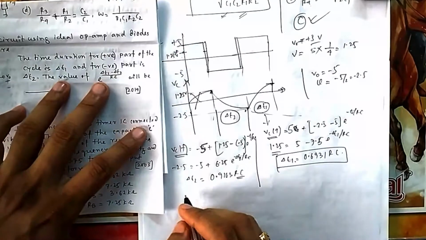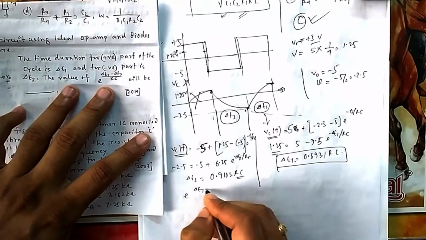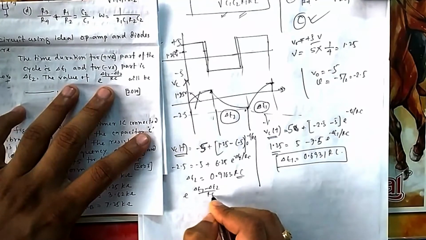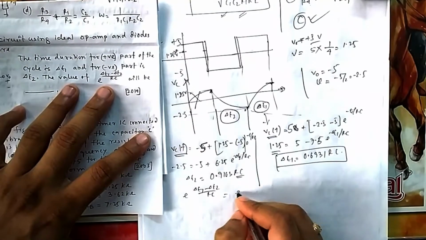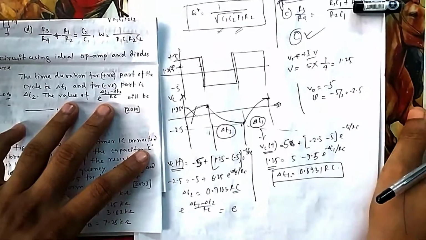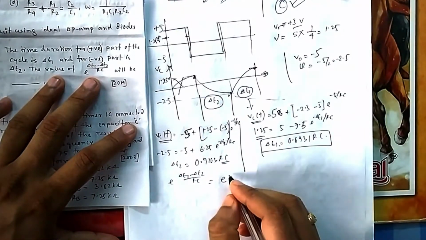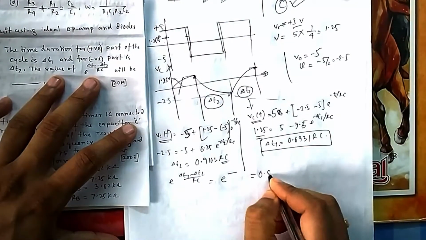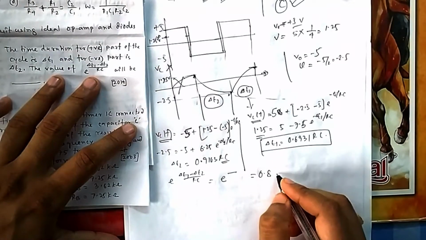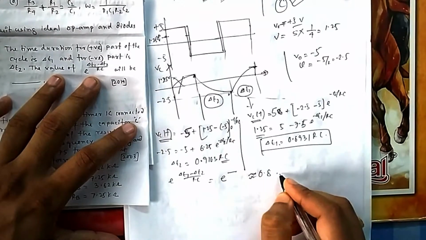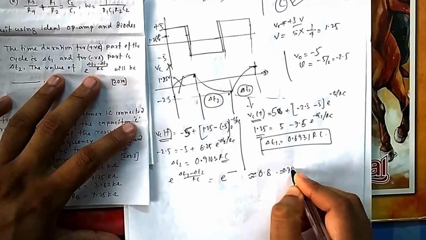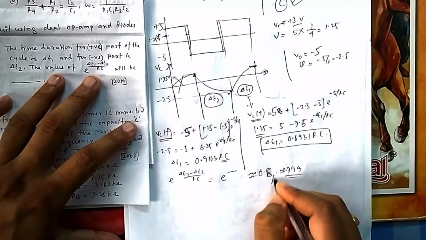Now they ask you to find e to the power (delta T1 minus delta T2) by RC. If you put it there, RC will get cancelled, and you will find e to the power of whatever you get, and the final expression comes to about 0.7999. So it will be approximately equal to 0.8. So you write 0.8, and that is your answer.